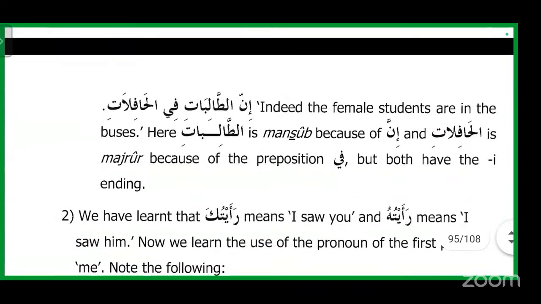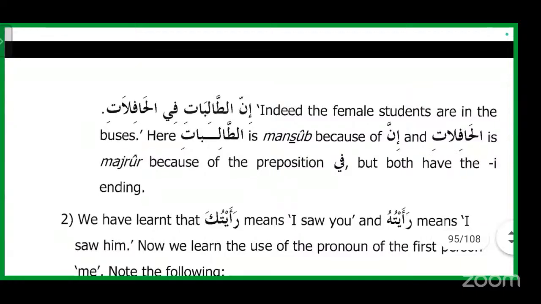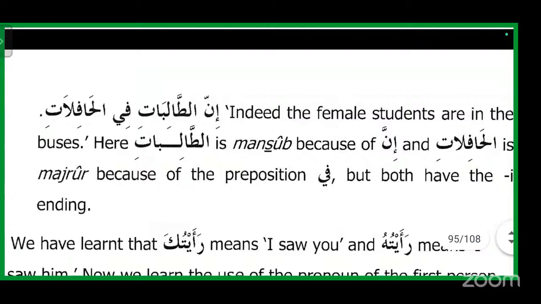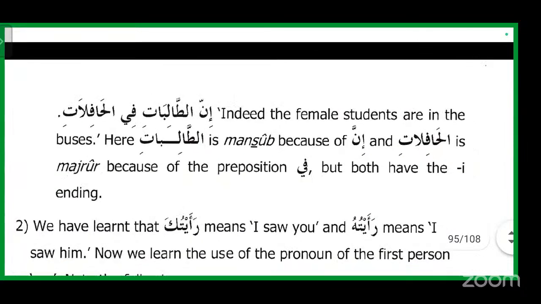إن الطالبات في الحافلات. Indeed, the female students are in the buses. Here, الطالبات is mansoob because of inna. And al-hafilat is majroor because of the preposition fi. But both have the I ending. Both have the E ending.